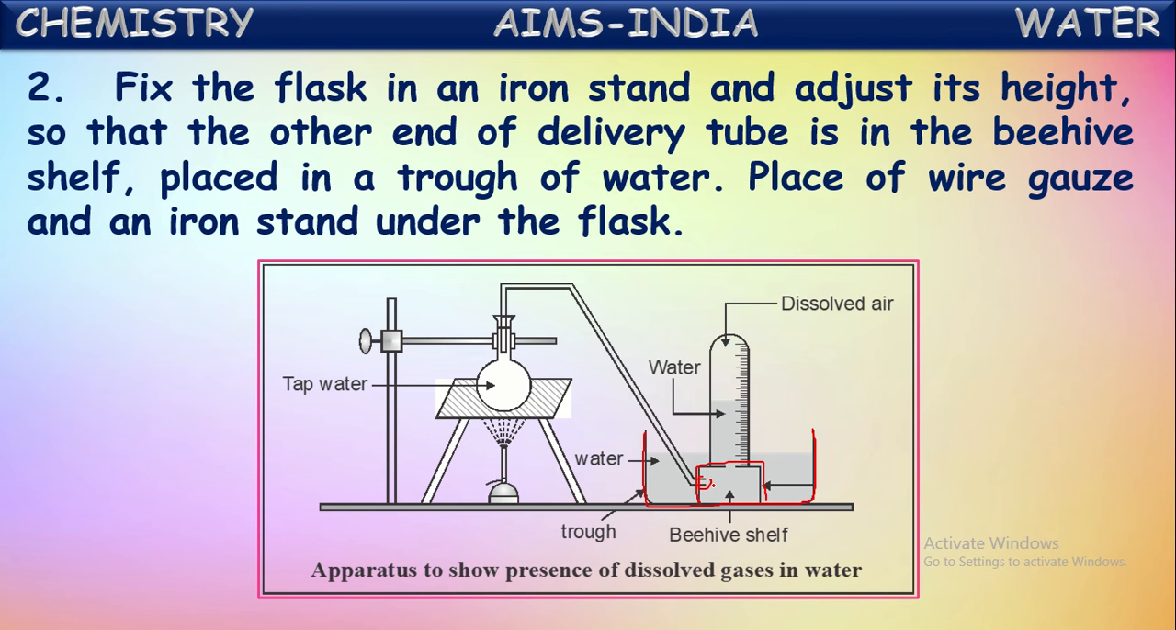Now, place a wire gauze. We have to place a wire gauze below this round bottom flask on the tripod stand. And now you have to fix a Bunsen burner below this tripod stand, and then you have to start heating this.